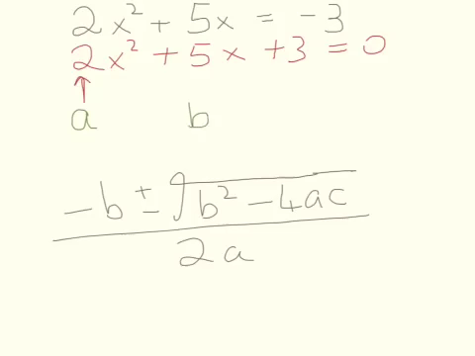B represents the coefficient of the second term in the quadratic equation, which is 5 here, and c is the constant at the end of the equation. So in this case here we have a equals 2, b equals 5, and c equals 3. And now I can use these numbers in the quadratic formula and solve for x.